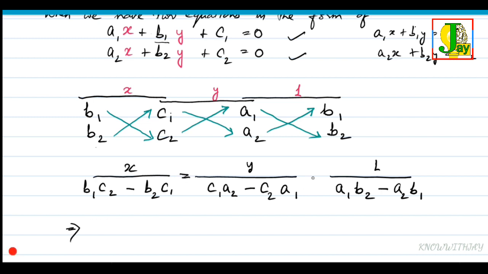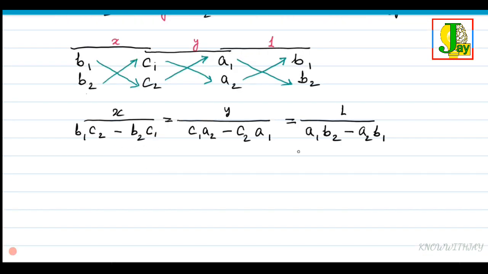And equate all this. Once you have those three expressions, you can choose any two of them. Like with x, we are going to choose this. We cannot choose the x and y expressions, because those have two variables, x and y. So in the first one we are going to choose this and this.